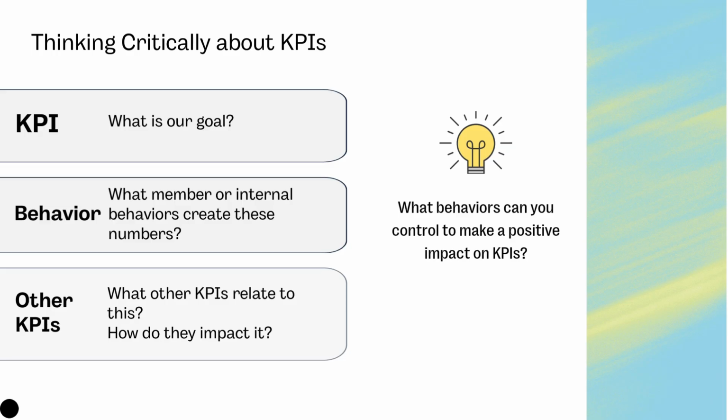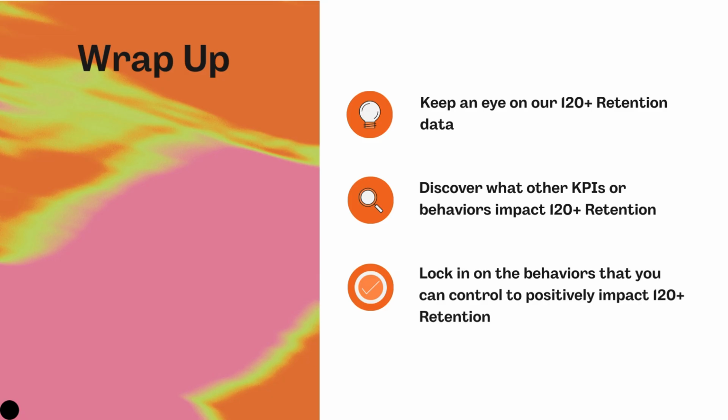But for now, what behaviors can you control to make a positive impact on KPIs? You have the power to impact business. So keep an eye on our 120 plus day retention data. Discover what other KPIs or behaviors may impact this number, and lock in on the behaviors that you can control to positively impact our retention.